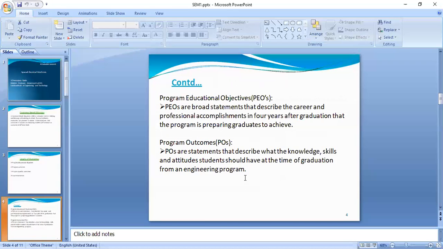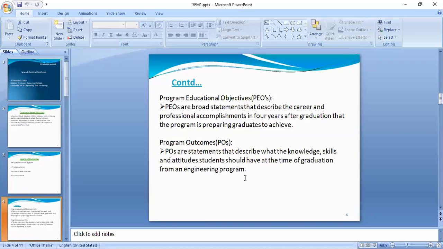Next one is the program outcomes. These are the statements that describe what knowledge the student should have during the program, what skills the students should develop during the program, and what behavior and attitude students should develop at the time of graduation. That is very important. So that is called the program outcomes.